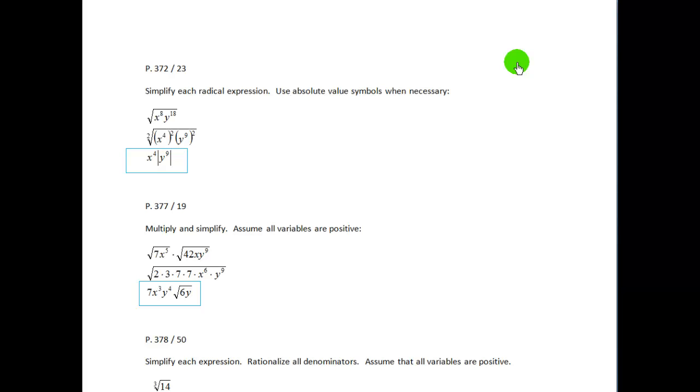All right, I wanted to make a quick review sheet for some of the problems for the radicals test that we're going to have in next class. I've decided to do 4 problems. Page 372, number 23, page 377, number 19, page 378, number 50, and page 382, number 23.